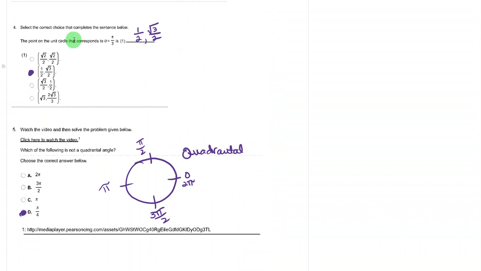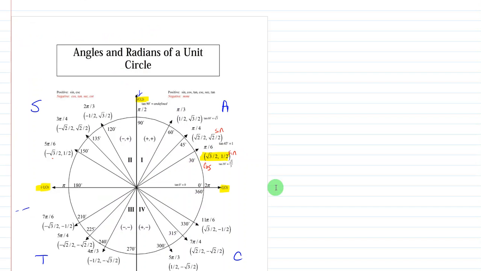Select the point on the unit circle that corresponds to theta is pi over 3. So if we go back to this, pi over 3, here we go. And remember that pi is 180. So think about it. I don't think in radians, I think in degrees, but 180 degrees is pi.